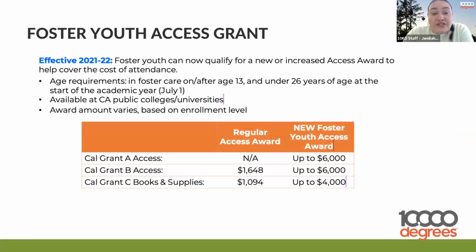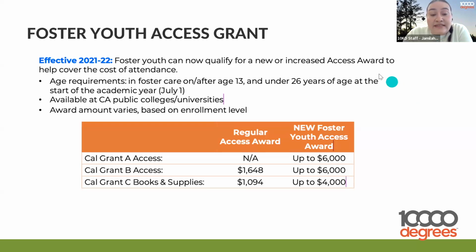So the Foster Youth Access Grant became effective in the 2021-2022 fiscal year. Foster youth can now qualify for a new increased access award to help cover the cost of attendance. Age requirements are having been in foster care on or after age 13 and under 26 years of age at the start of the academic year, which is July 1st. This is available at California public colleges and universities, and the award amount varies based on your enrollment level.